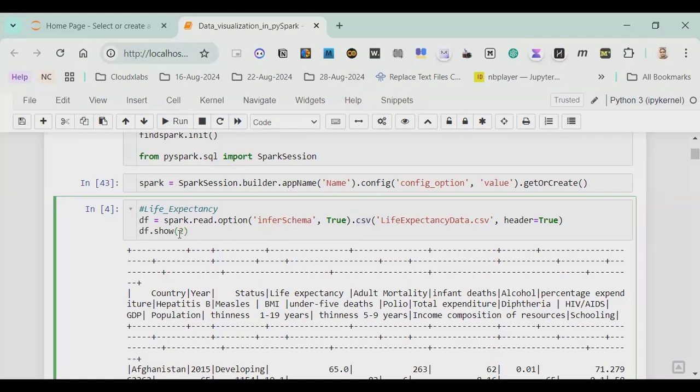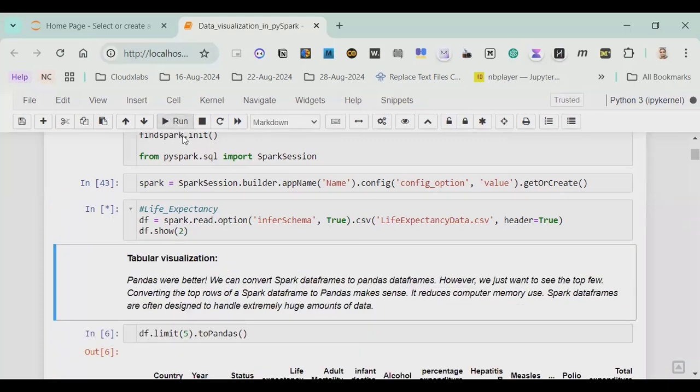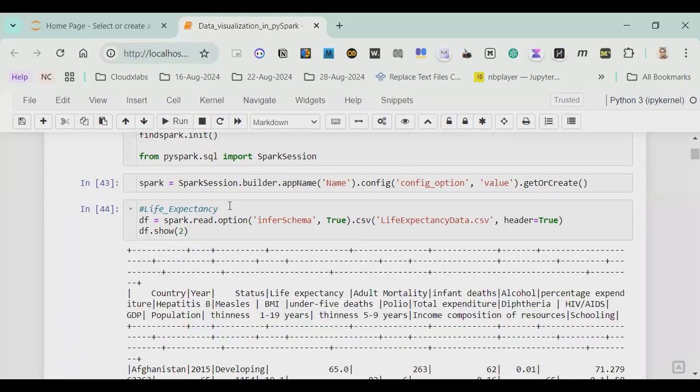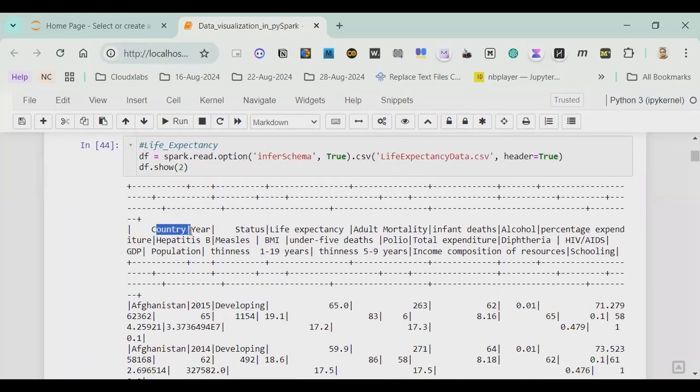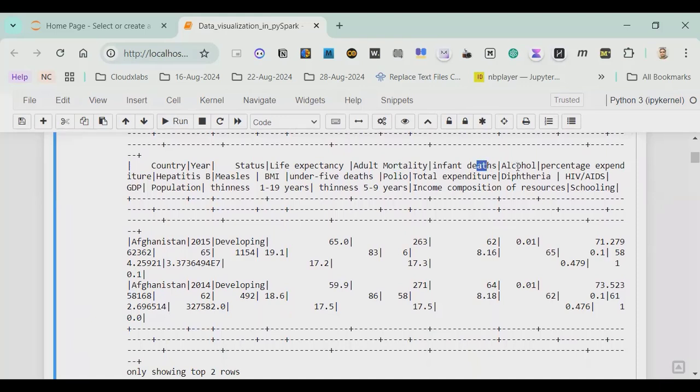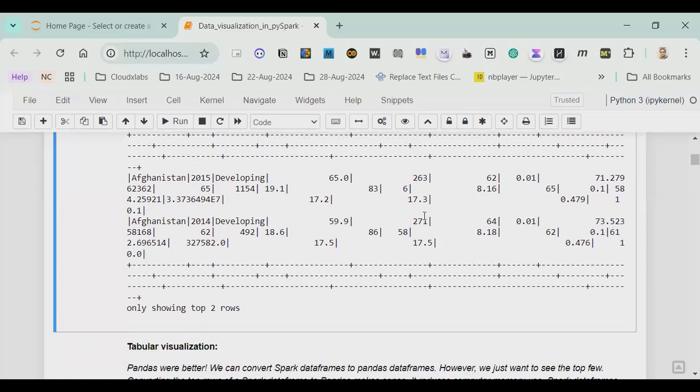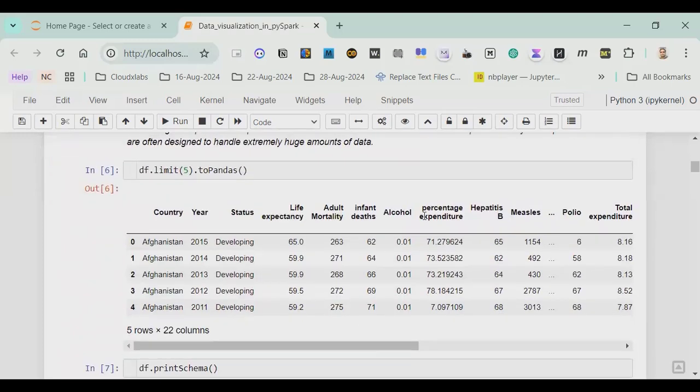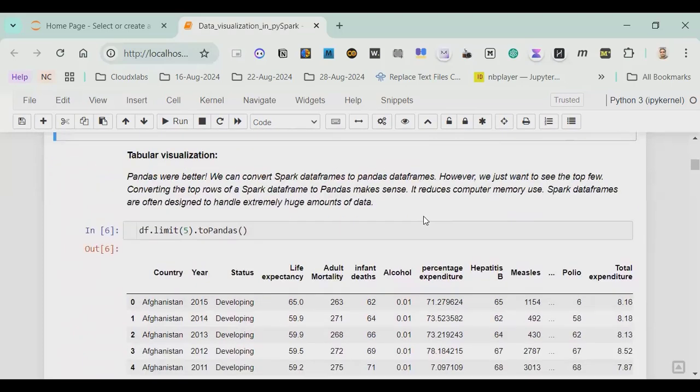And if you want to show any columns or rows, then show the rows. So in this case, we are getting two rows, and we can see them here. These are the two rows. Country is there. Year is there. Status, life expectancy, mortality, and deaths, alcohol, and so many things like population and HIV/AIDS related and all those things. Okay. So with this data point, let's move ahead with the tabular visualizations.